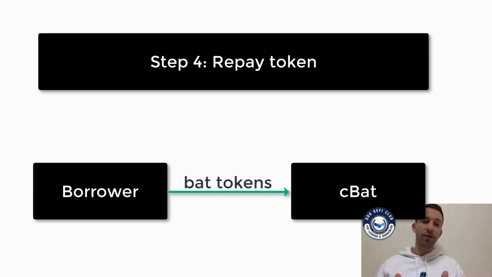When you do decide to repay your loan, you will send your BAT token to the CBAT smart contract. So you will need to not only reimburse the token that you borrowed, but you will also need to add the interest. So the longer the loan, the higher the interest. The interest rate is fixed by the Compound system on the blockchain, and it depends on the supply and demand for the specific market where you borrow your token.